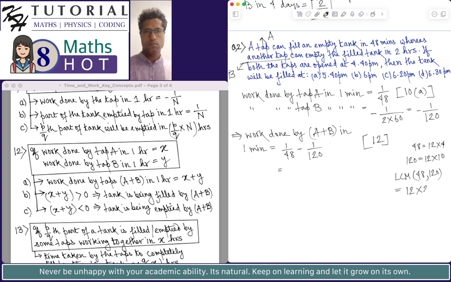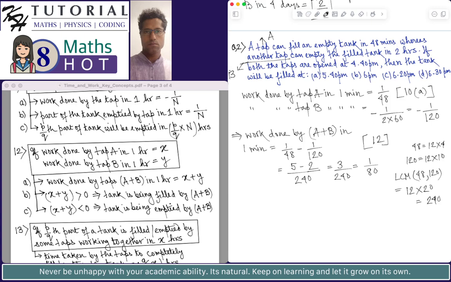20. So eventually the LCM is 240. This will be 5, and this is 2. So this is 3 by 240, which is equal to 1 by 80. So the work done by taps A plus B in 1 minute is 1 by 80.